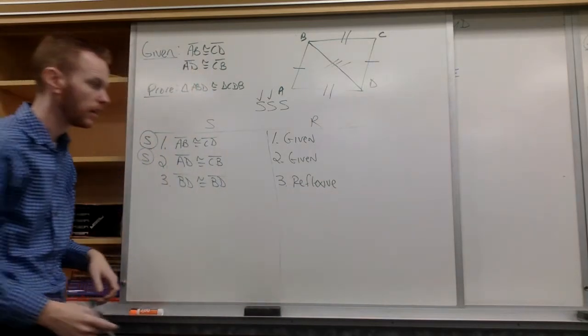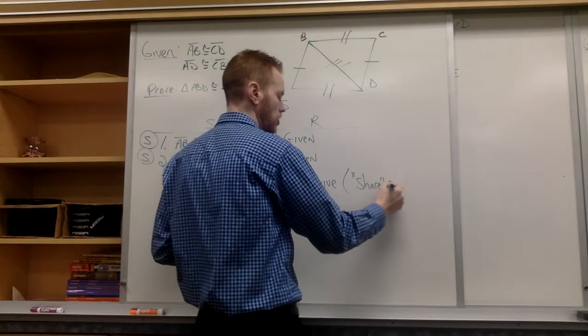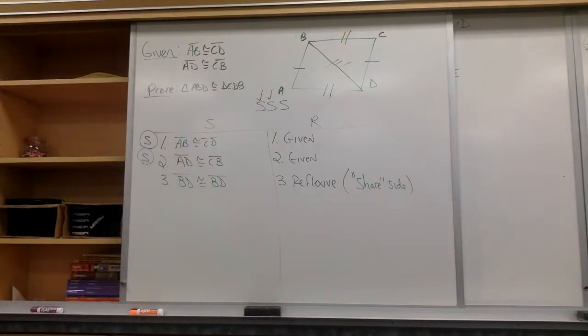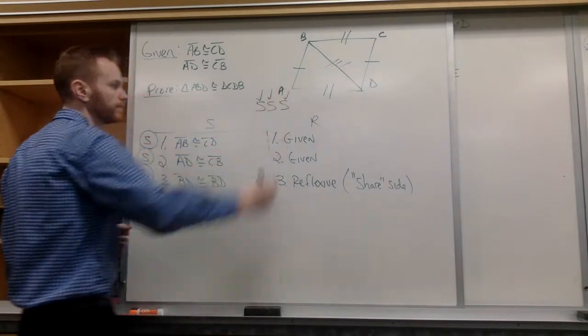congruent. What I'm going to put in parentheses here is the word share. They share this side. All right, that's why I can say they're congruent. I'm going to put an S here and circle it. We'll check it off up here.